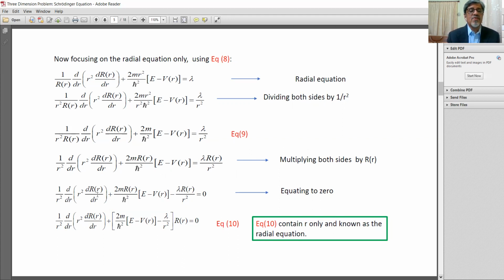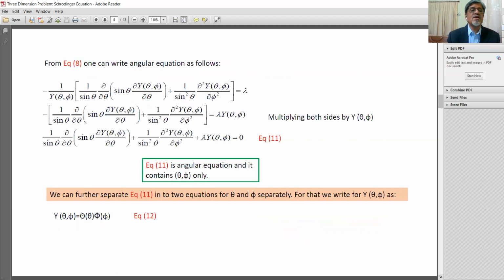Now simplifying that, let us take this term on the left hand side and equate to 0. Now 1 upon r² d/dr of r² dR/dr, plus, in brackets, taking R(r) common, 2m divided by ħ² (E minus V(r)) minus lambda by r², R(r) is equal to 0. We name it equation number 10. This equation number 10 contains only r and is known as the modified radial equation. So the earlier equation was still the radial equation, but we have further modified it.